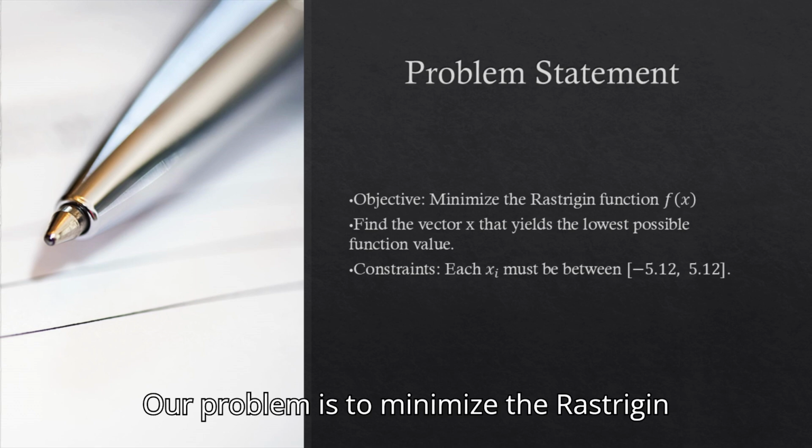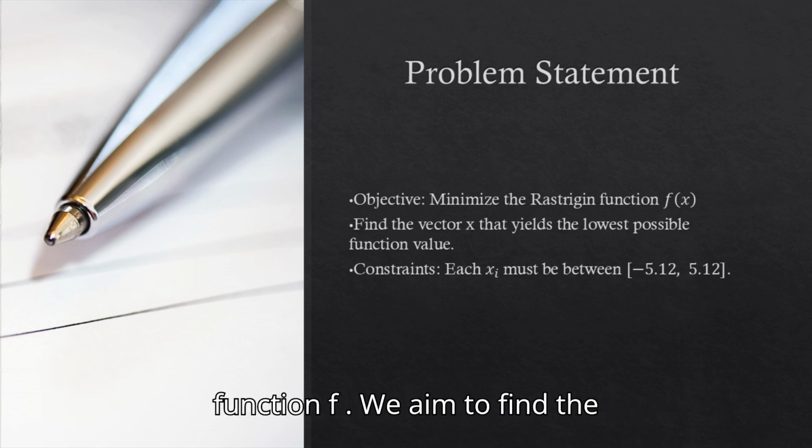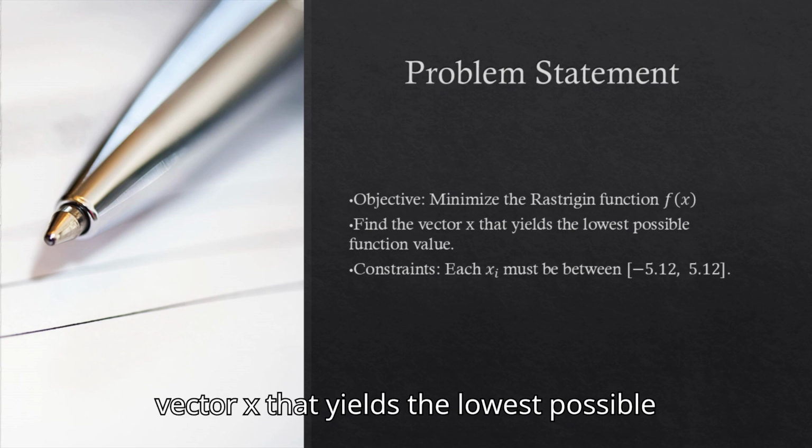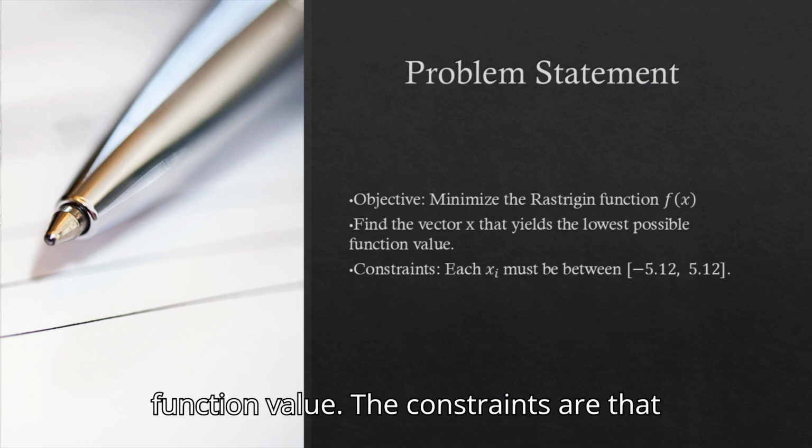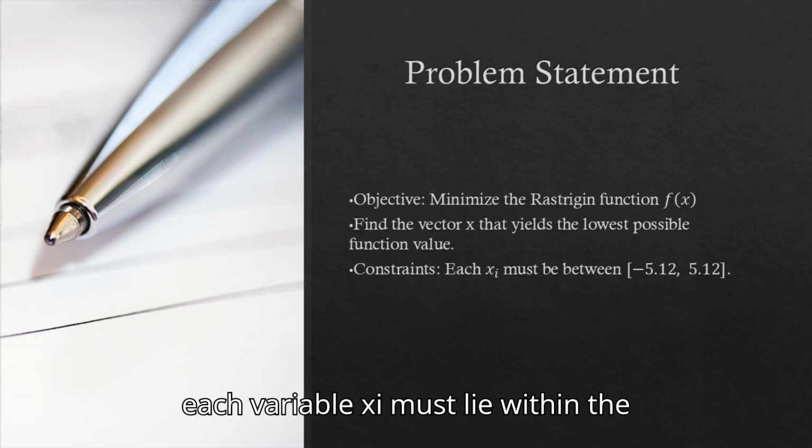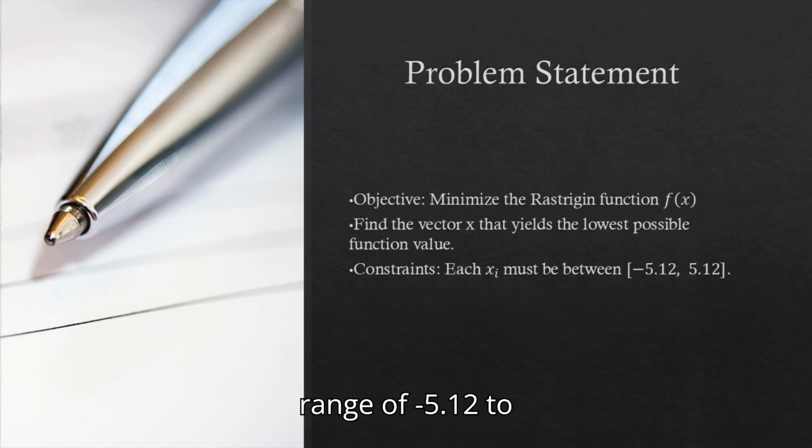Our problem is to minimize the Rastrigin function f of x. We aim to find the vector x that yields the lowest possible function value. The constraints are that each variable x i must lie within the range of negative 5.12 to positive 5.12.